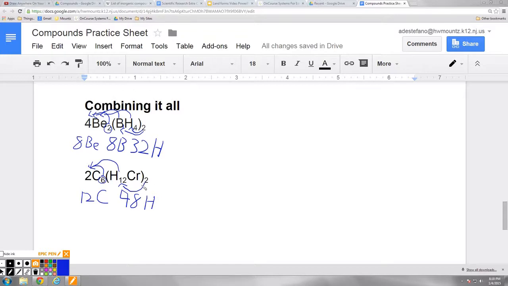Finally, we have chromium. It gets multiplied by the 2 outside the parentheses, and then by the 2 in front for a total of 4 chromium. We have, in the end, 12 carbon, 48 hydrogen, and 4 chromium.